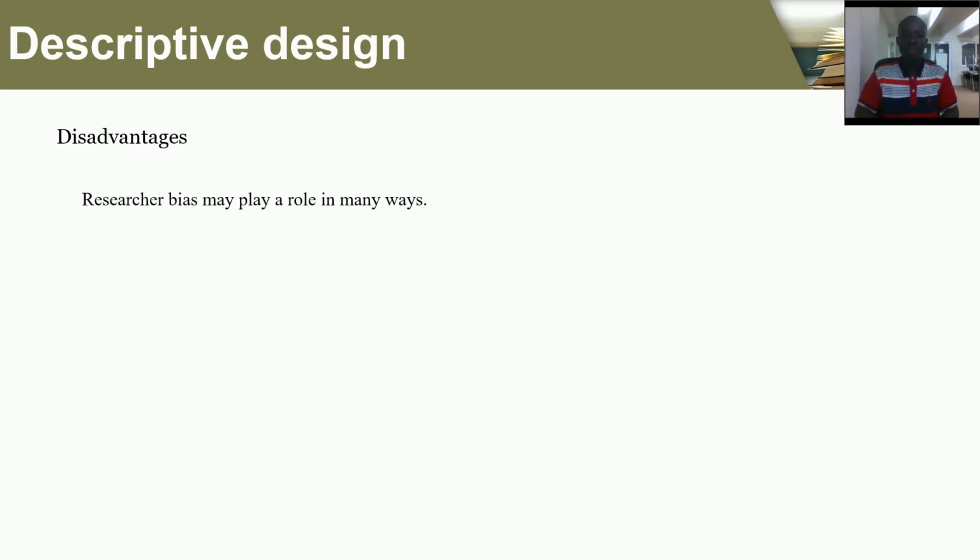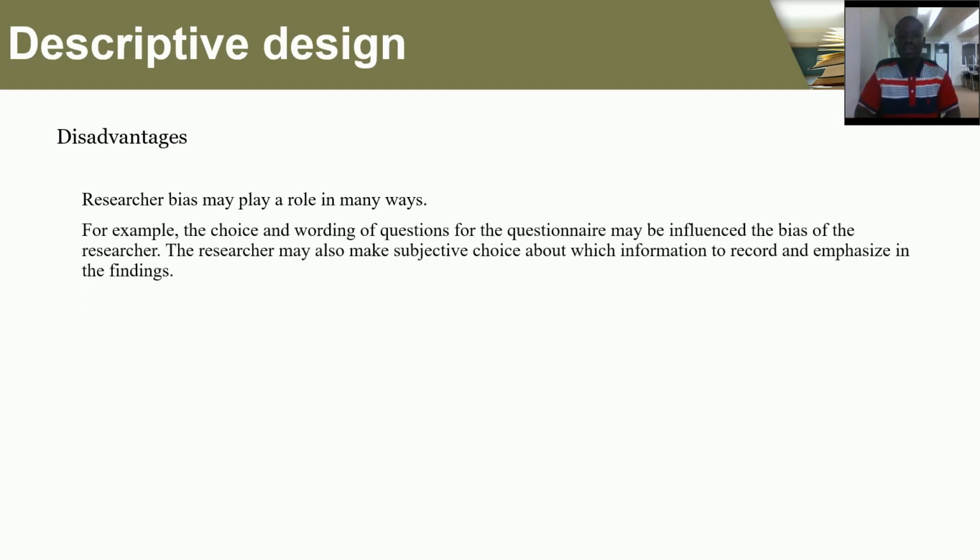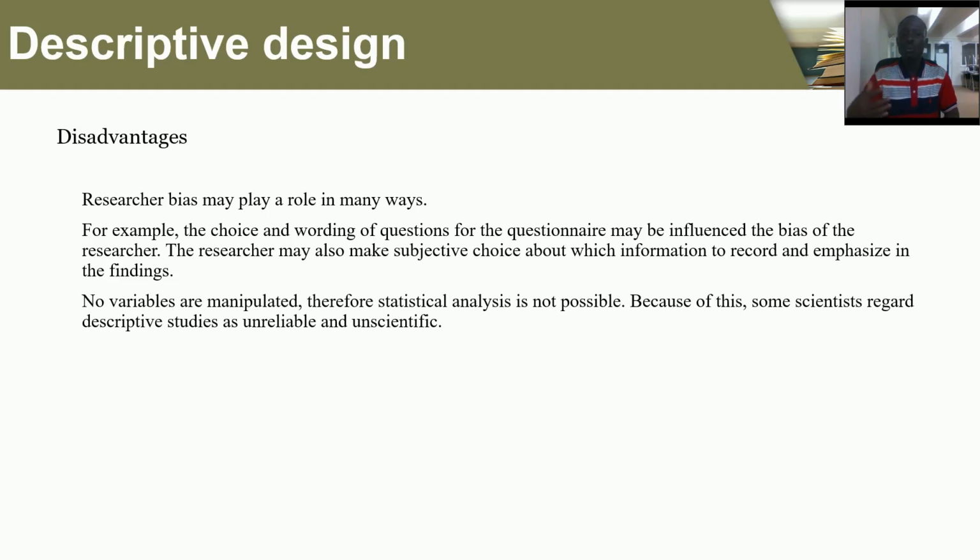The disadvantages continue. There might also be a researcher bias, in a sense that the researcher may pause when doing interview with someone, may pause the recorder or may record what he or she deemed fit or is interested in, and the person might also report on issues and findings that the researcher is interested in rather than reporting objectively. For instance, the choice and the wording of questions from the questionnaire may be influenced by the bias of the researcher. Also, the researcher may make subjective choice about which information to record and emphasize in the findings, as I've already explained.